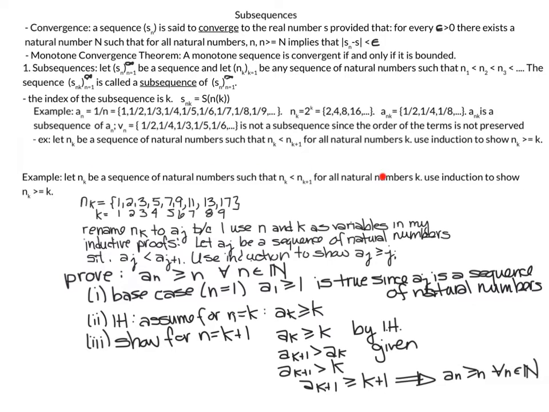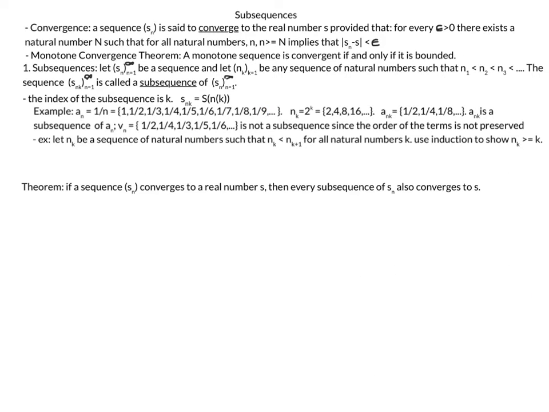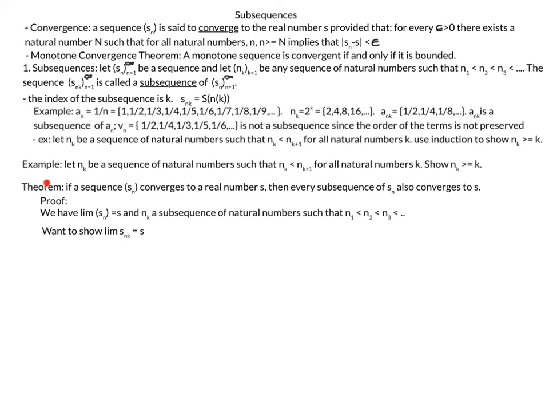Because this result is useful for other theorems, I put that result here, both in my overview slide and also in many of my notes that I have for your reference. Our next theorem says that if a sequence Sn converges to a real number S, then every subsequence of Sn also converges to S. For the proof, what we have is the limit of Sn.